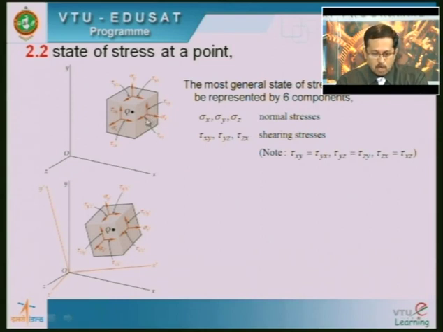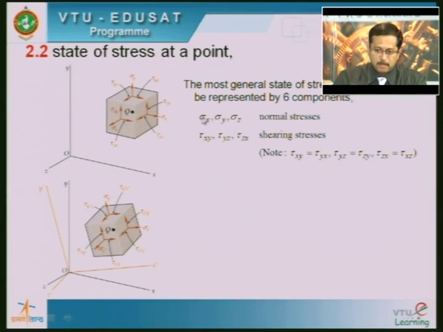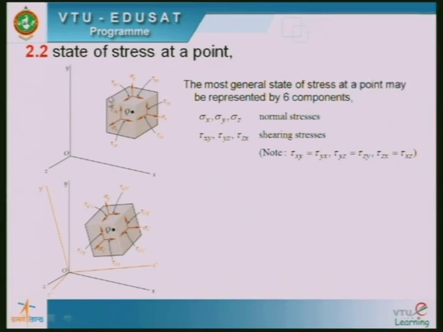Then it is also subjected to tau xz, which is parallel to the xz plane. Similarly along this plane as well as in this plane, it is subjected to shearing stresses with the appropriate sign convention. That makes it the most general state of stress at any point, which may be represented by 6 components. The 6 components, as I have explained, are sigma x, sigma y and sigma z, the normal stresses, and tau xy, tau yz and tau zx, the shearing stresses.